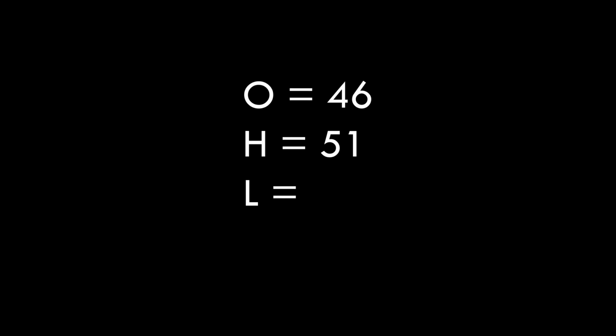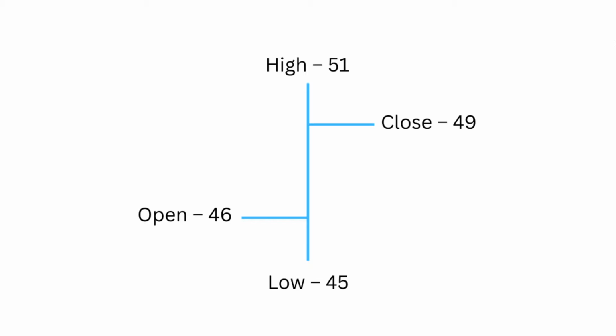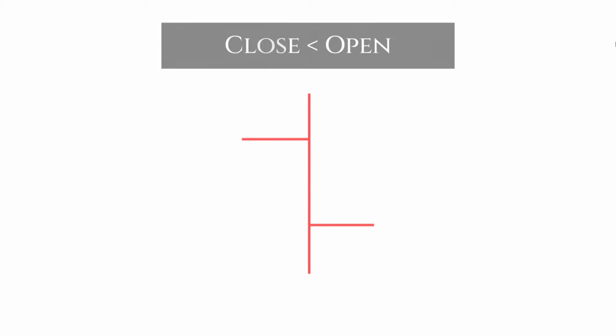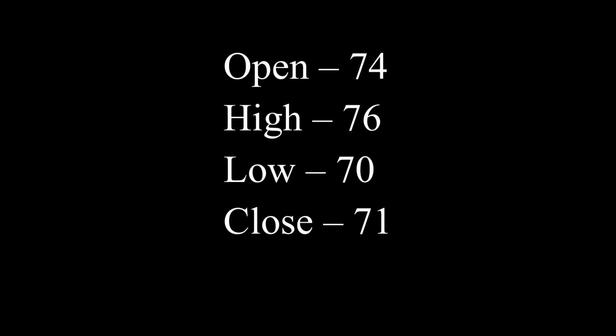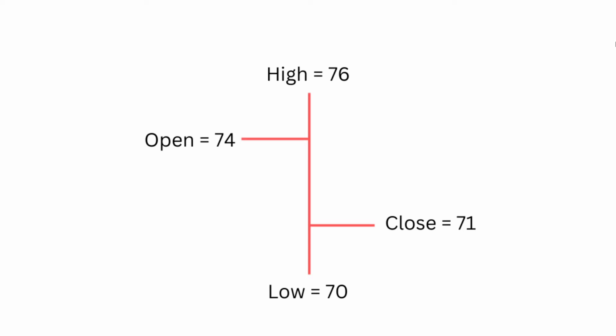For example, consider this: O equals 46, H equals 51, L equals 45, C equals 49. To indicate it is a bullish day, the bar is represented in blue color. Likewise, if the left mark is higher than the right mark, it indicates that the close is lower than the open, close < open, hence a negative day for markets. For example, consider this: O equals 74, H equals 76, L equals 70, C equals 71. To indicate it is a bearish day, the bar is represented in red color.